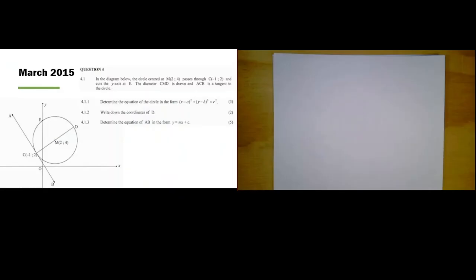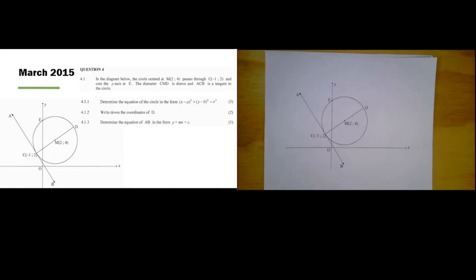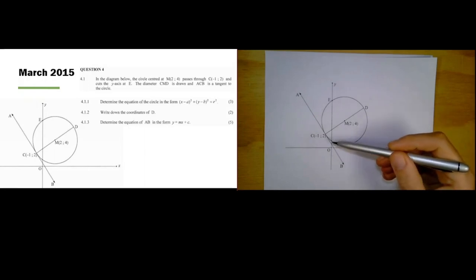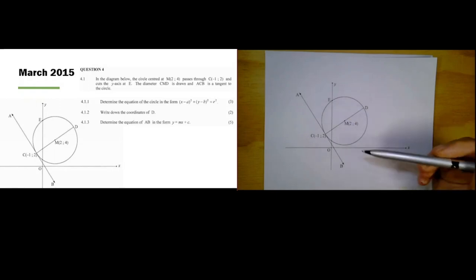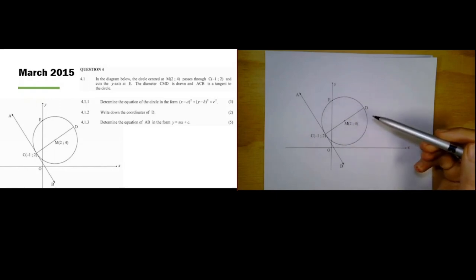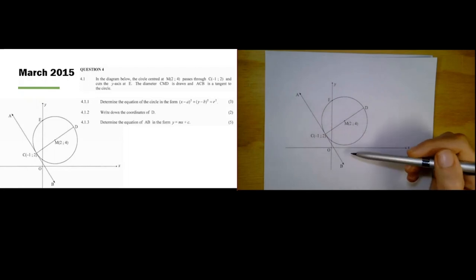So let's go and look at past papers. In November 2015, they gave us the following sketch. They said, in the diagram below, the circle with the center M(2; 4) passes through the coordinate C(-1; 2), and cuts the y-axis at E. The diameter CMD is drawn, and ACB is a tangent to the circle.